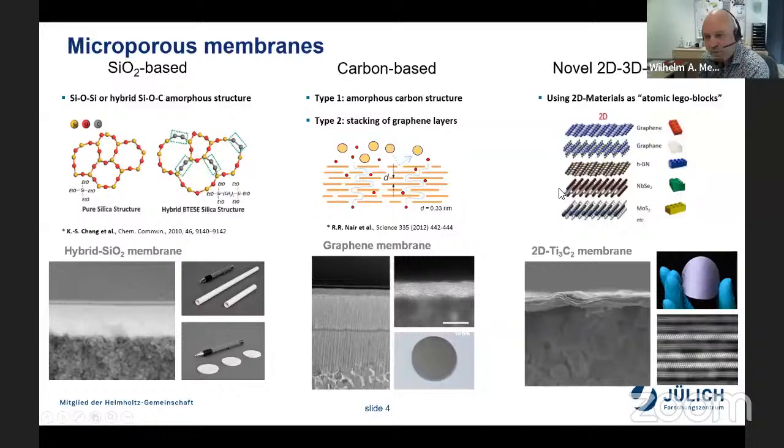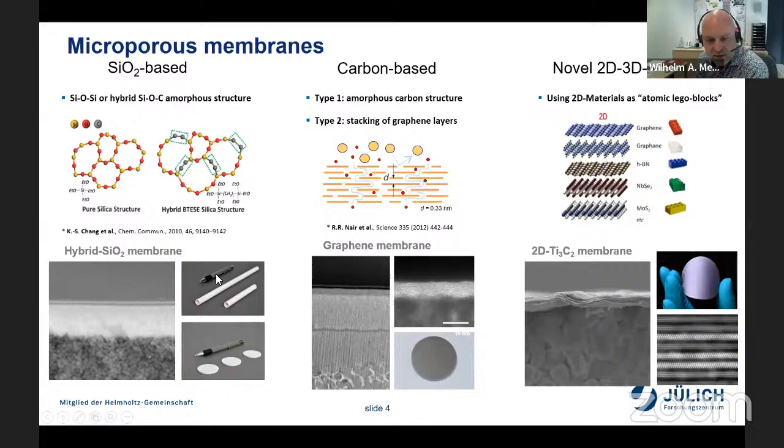but that is still at a very low TRL level. Maybe for the future, that is a very interesting membrane. The major disadvantage of the membranes on the left is their stability, for example in humid conditions, and that is the reason why they incorporate carbon bonds into the SiO2 layers.